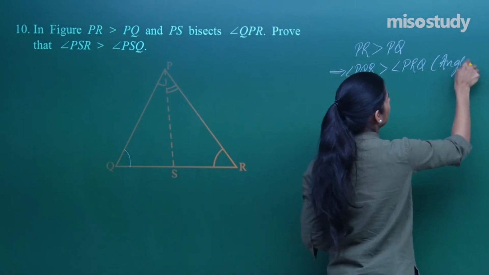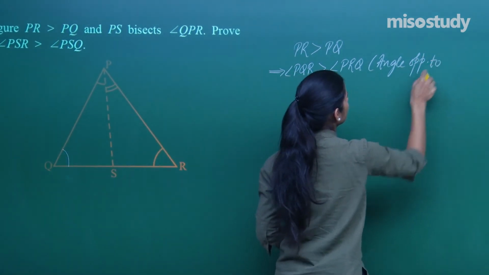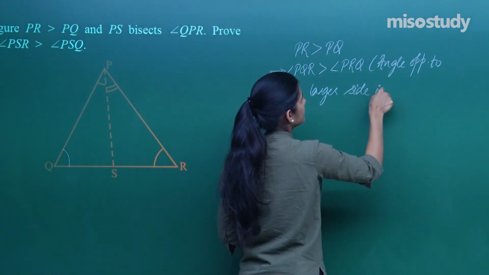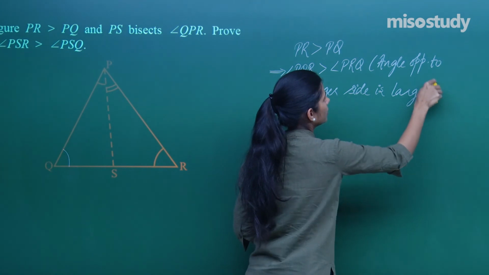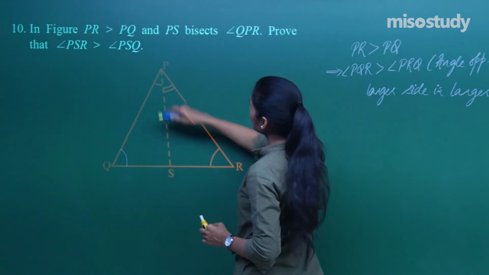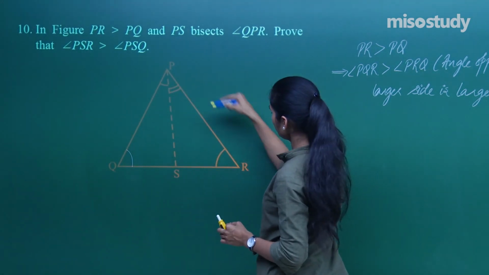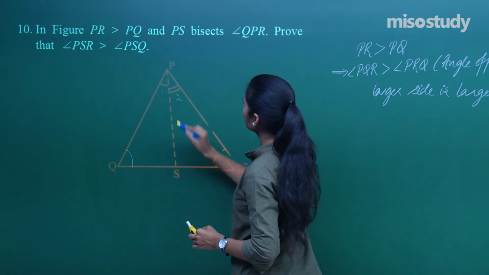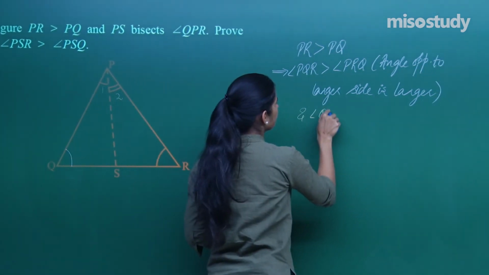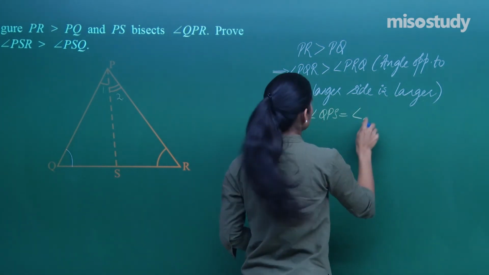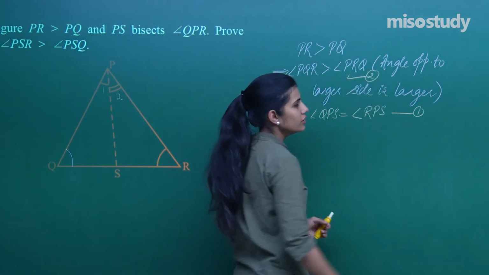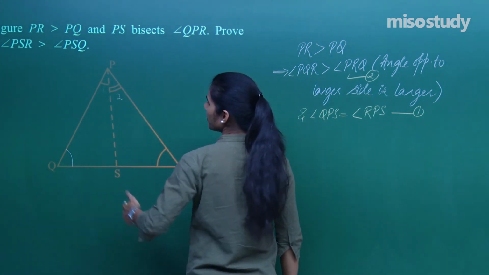because angle opposite to larger side is larger. Fine. Now please see, if PS is bisecting angle QPR, that means this angle is same as this angle. Angle QPS is same as angle RPS. Right? Because PS is the bisector.